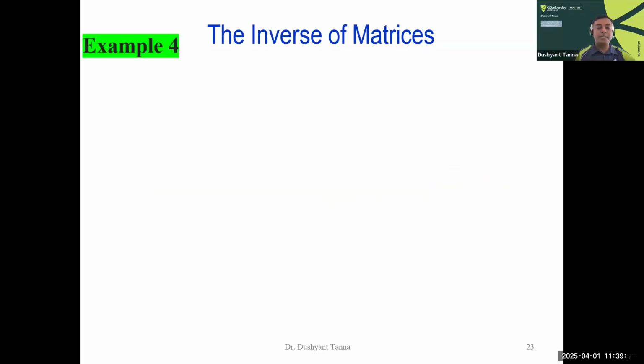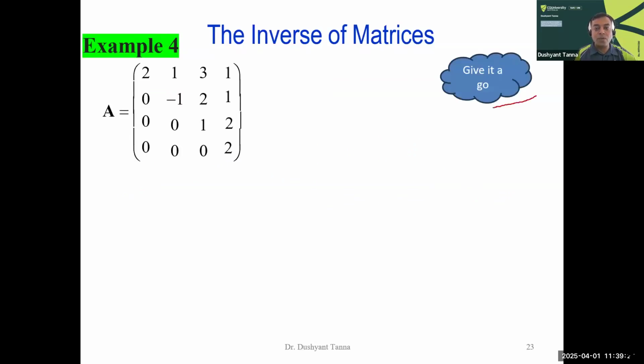Let's try one more. Let's find the inverse for a 4 by 4. So it's definitely your chance to have a go. That's your matrix: 2, 1, 3, 1, 0, minus 1, 2, 1. It's an upper triangular matrix. I said something about triangular matrices earlier. The determinant is just the product of the principal diagonal elements. So the determinant is minus 4 very easily, right?